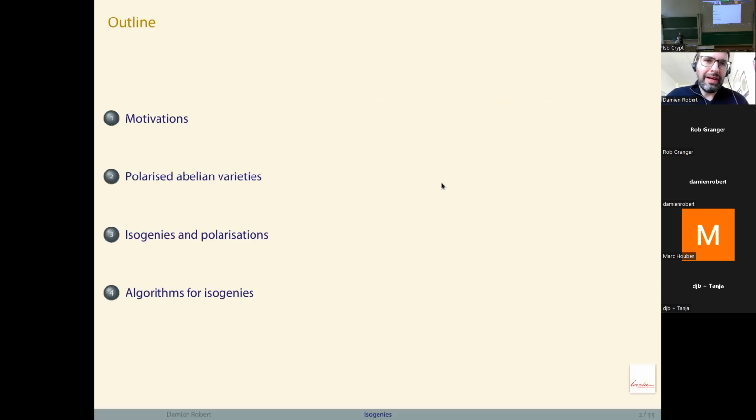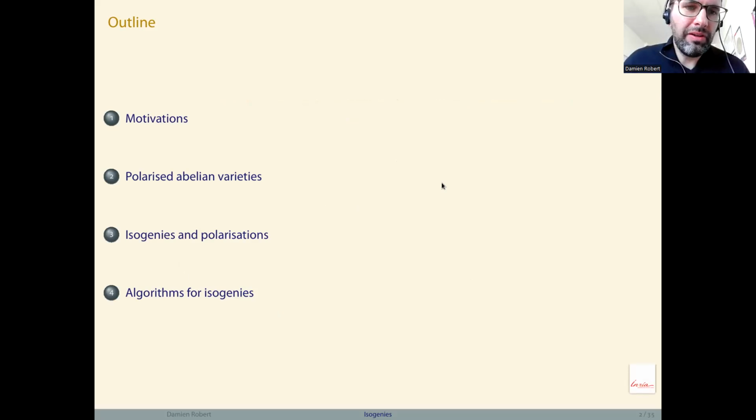So here's the outline of the talk. First, I will give some motivations for computing isogenies between abelian varieties. Of course, we are at an isogeny workshop, so I don't think you need much motivation. And I need to speak a bit about polarized abelian varieties. Polarization is something we don't worry too much about with elliptic curves because there's only one of them. But as soon as you go to higher dimension, you need to worry about polarization.